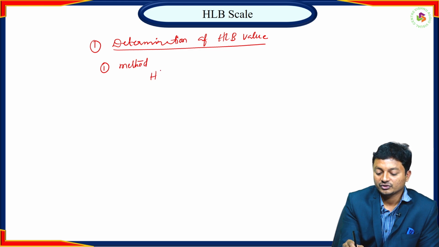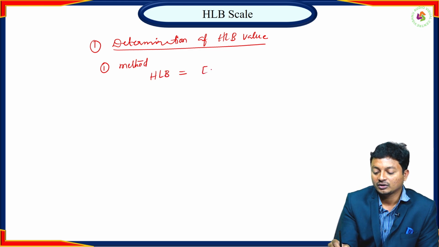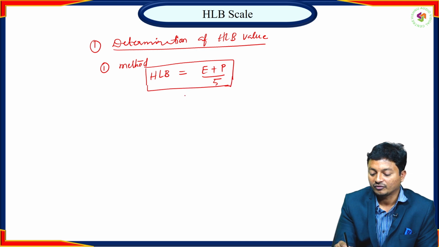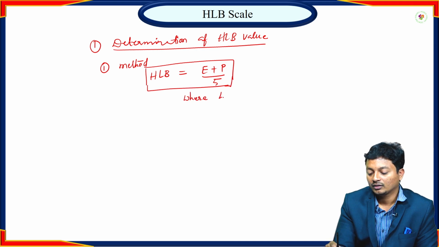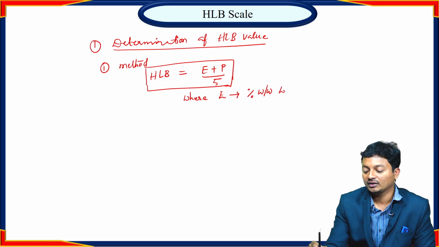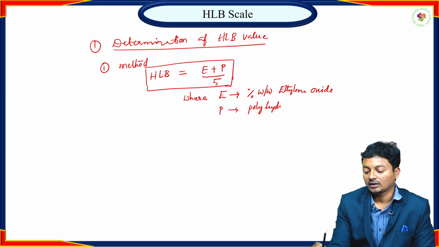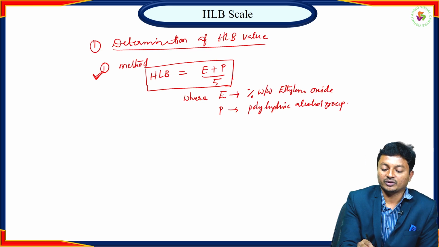method, we can use the formula, that is HLB is equal to E plus P divided by 5, where E stands for percentage weight by weight of ethylene oxide, and P is the polyhydric alcohol group. This is method 1.